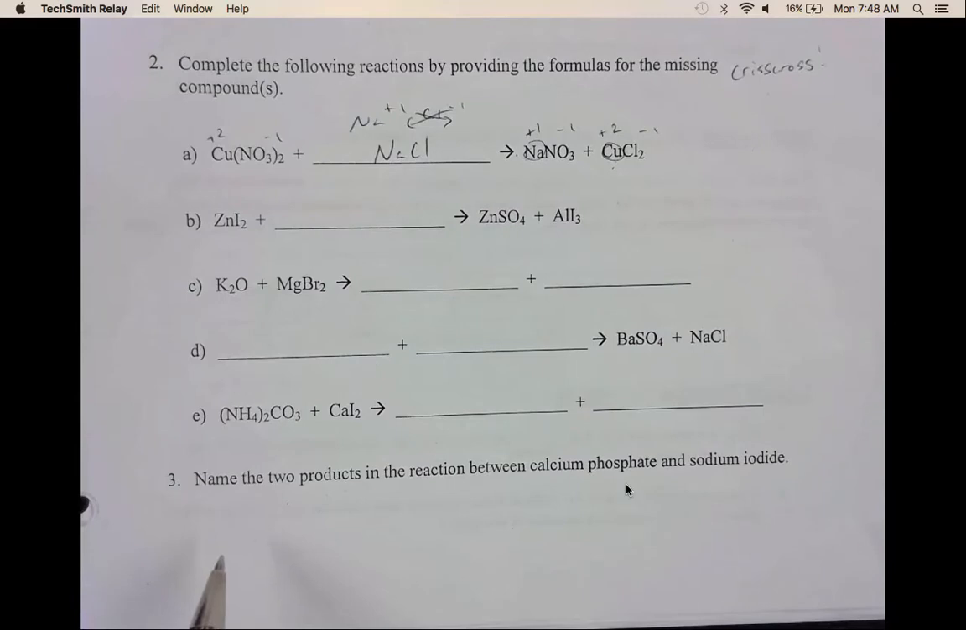Question 3 is naming two of the products. Remember, use the flowchart that we went over in class, the naming flowchart, ionic or covalent.